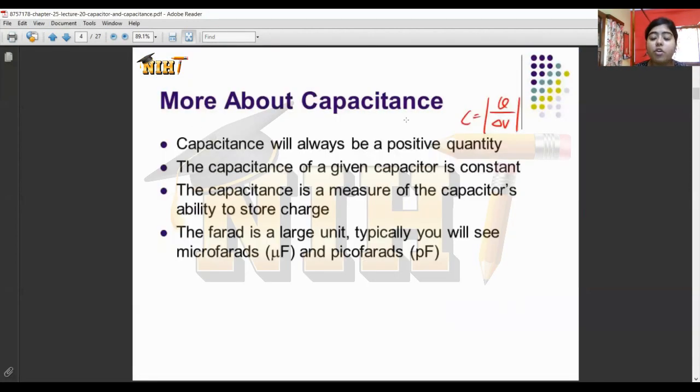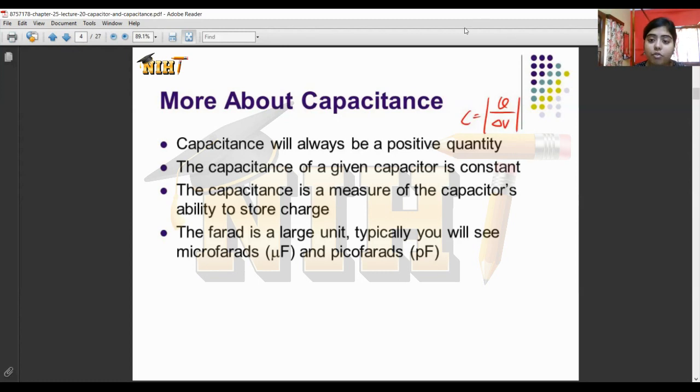Okay, so more about capacitance. Capacitance will always be a positive quantity. The capacitance of a given capacitor is constant, so if you keep it the same. For different capacitors, you will have different capacitances. Next, capacitance is a measure of the capacitor's ability to store charge, that I have already discussed. And next, the unit of capacitance is the farad, which is quite large. So typically what we use practically is the picofarad or microfarad.